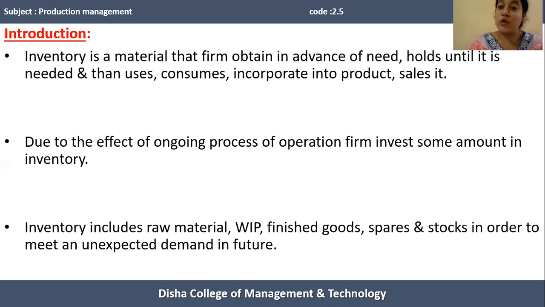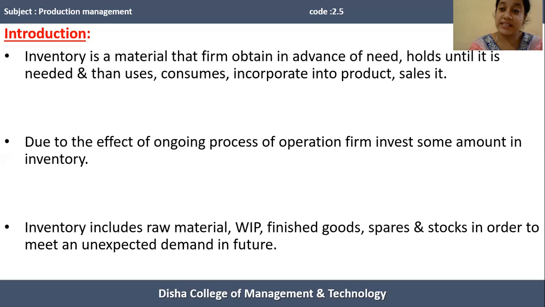Second unit is only related to one aspect of inventory, that is raw material. In second unit we discussed only the material aspects of inventory. In third unit we are going to discuss in detail about other aspects or other items of inventory. So what is the only difference that exists between inventory and material?